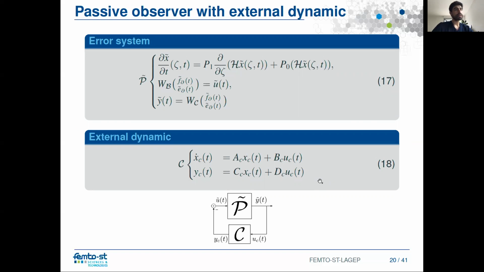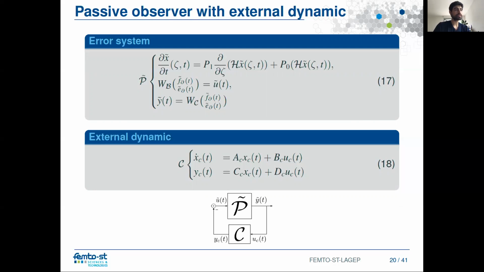So now what happens when we cannot measure the conjugated output, and we can measure displacement, for example, in the string equation? We have to add some external dynamic to the system, to the error system. And then we can prove that the error system can converge to 0 asymptotically or exponentially.